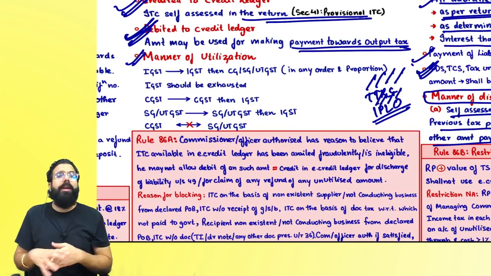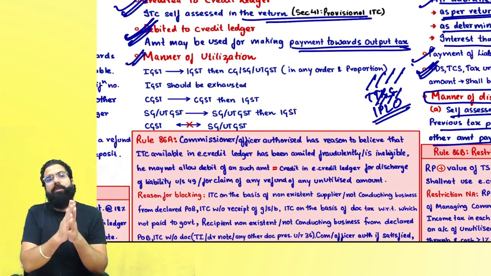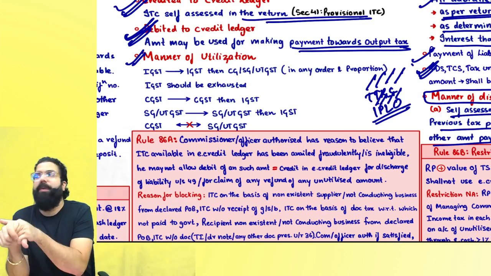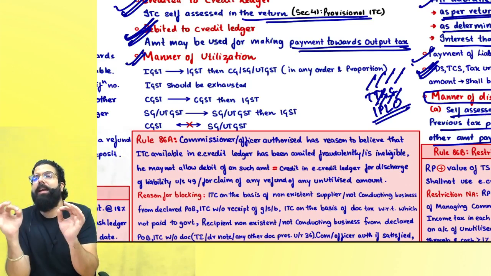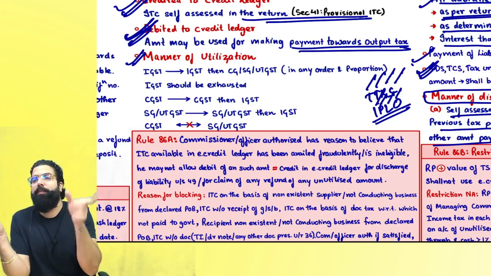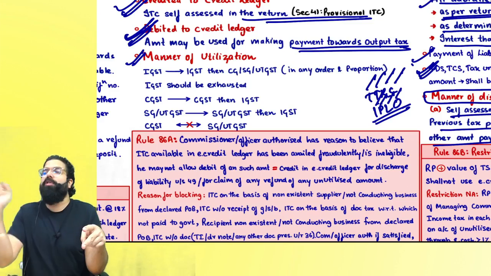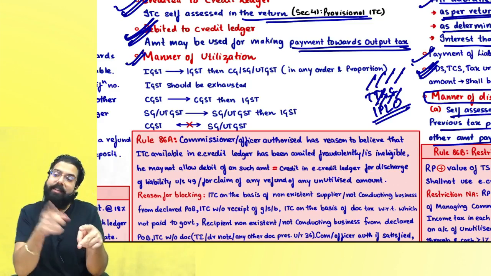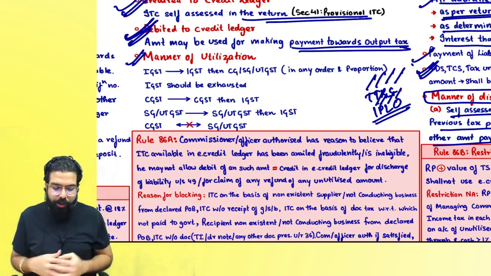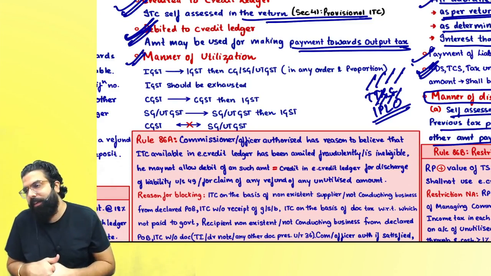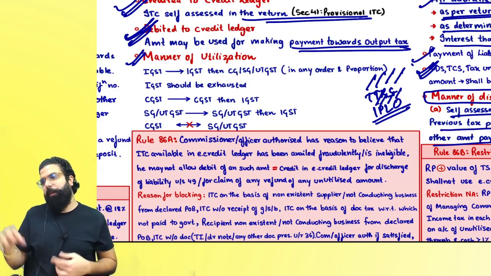Always remember one thing, credit can be cross utilized also, and they have defined credit cross utilization. Sir, e-credit ledger ka balance: if you have IGST, you can use it for IGST. IGST can then be used for CGST, then for SGST. Basically, IGST can be used for IGST, then CGST or SGST, in any order, any proportion.